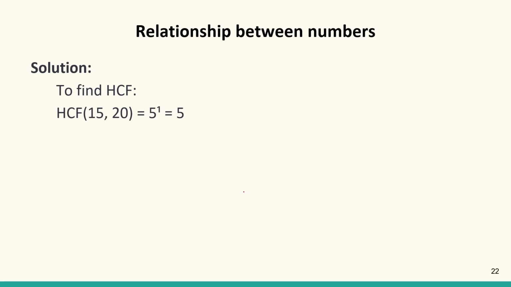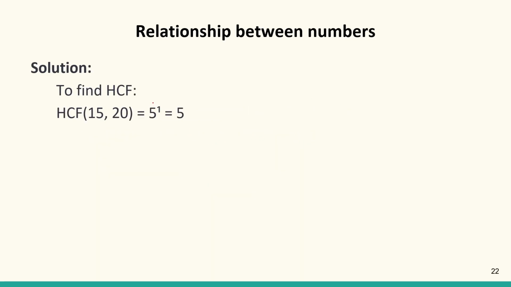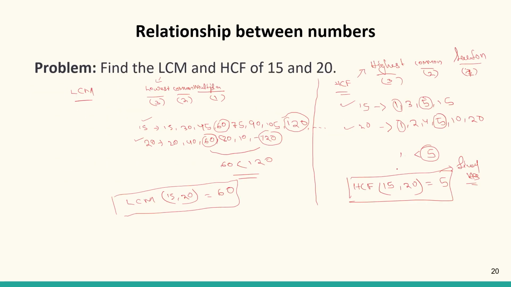To find the HCF, the HCF of 15 and 20 is equal to 5 power 1, that is equal to 5. For that, we find the common primes first, that is 5 and 5 here. Then we take the minimum power of the common prime between these two. This was 5 power 1, so that is equal to 5. We have got it: HCF is equal to 5 and LCM is equal to 60.